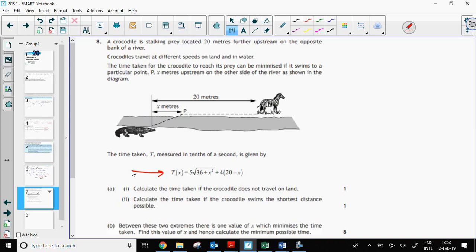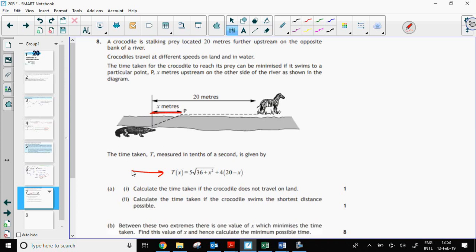Okay, so our hungry crocodile is going to swim a little bit, then he's going to run. Do crocodiles run? I don't know. Towards the zebra and maybe catch it. And we've got a function telling us how long it's going to take, depending upon how far this distance is.